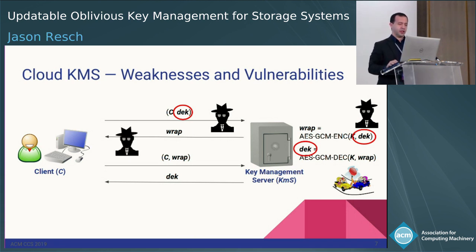Another problem specific to this approach impacts data reliability. If either maliciously or accidentally somehow the wrap gets corrupted, this can happen due to random bit flips in memory and so forth. The result for the client is almost certainly irrecoverable data loss, because the client will store a wrap that's been corrupted. It won't be able to unwrap that properly, and then it will never be able to decrypt any data that it's encrypted under that DEK.